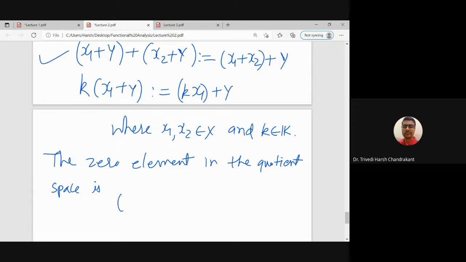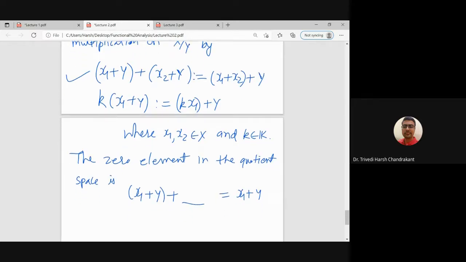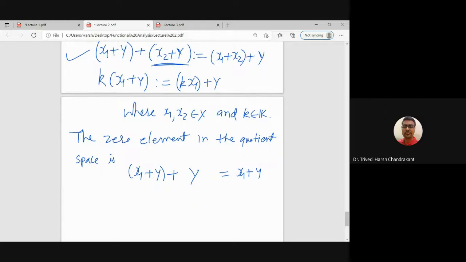So if we have x1 plus y, then what element do I add so that I get the same element? That is the zero element, right? So what is the answer? Any element of y. Any element of y, but here we are considering such elements in the quotient space. Sorry, 0 plus y, or simply y. Yes, so 0 plus y, that is exactly the simply capital Y set, right?